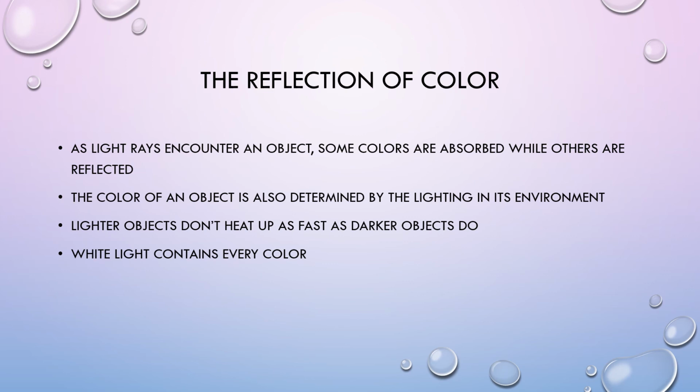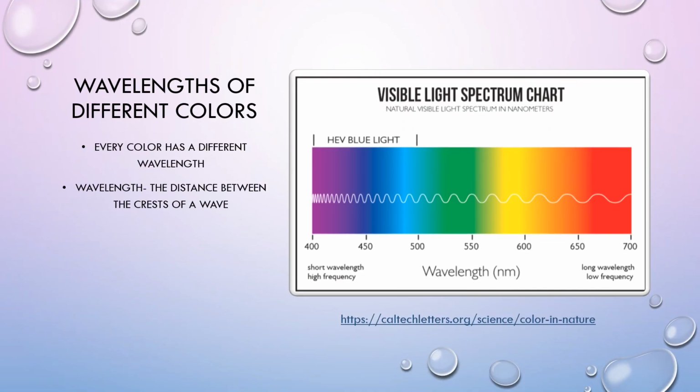You may have seen a prism. Prisms have many different angles which refract light, so that when the sun shines through it, the whole entire visible light spectrum is unleashed. This is the visible light spectrum chart. These are the different colors that you may see when you see light shine through a prism.